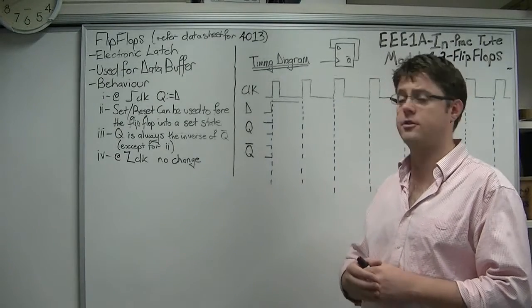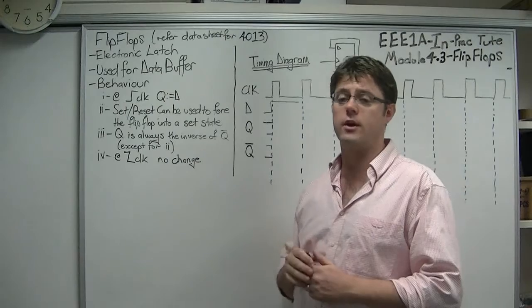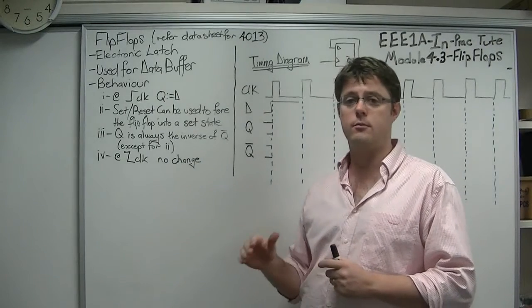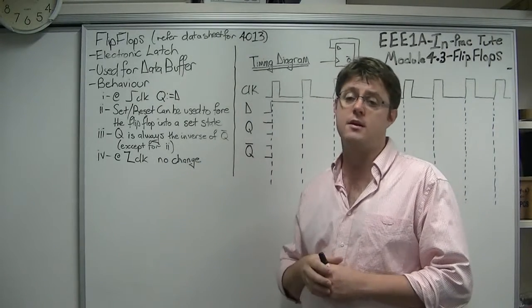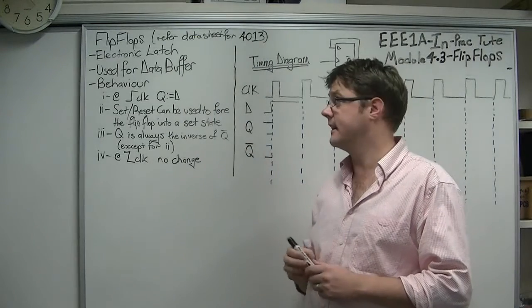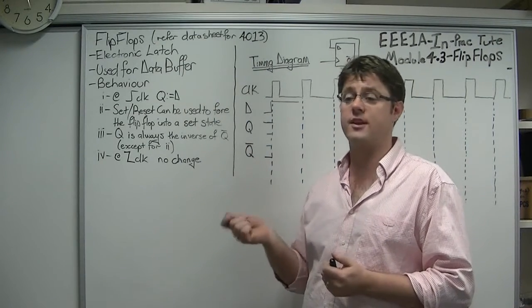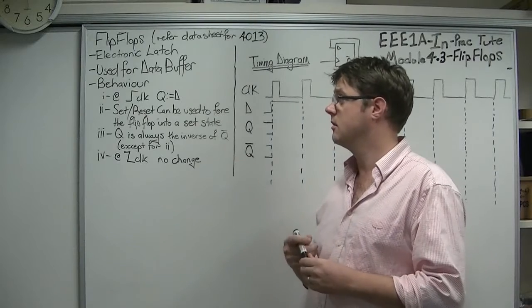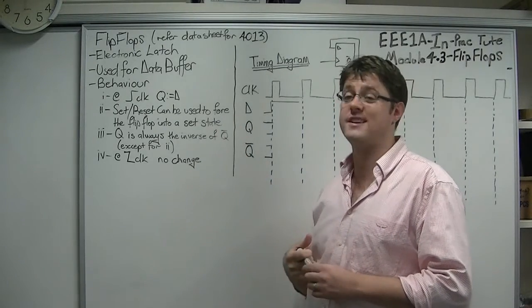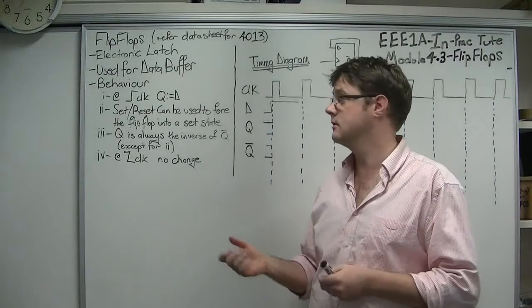And a couple of really simple rules about its behaviour. Rule number one is that at the positive clock edge, that is a point in time on a clock pulse, on a clock square wave, Q becomes equal to D. So the Q pin, which is an output, becomes equal to whatever is on D, which is commonly known as the data pin. Another rule to remember is the set and the reset pin can be used to force the flip-flop into a defined state.